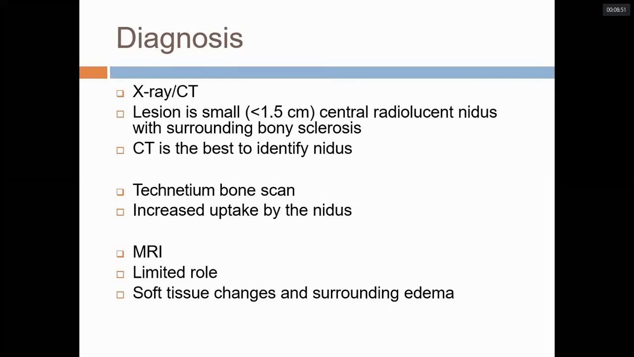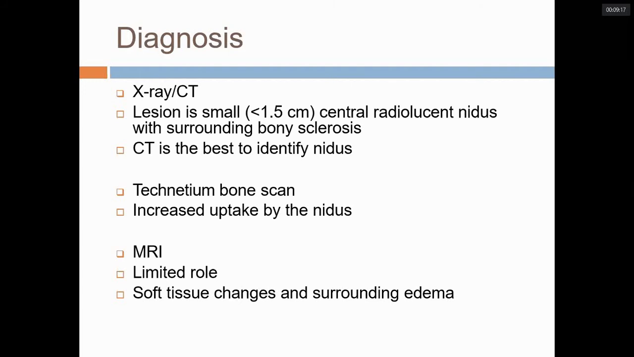The diagnostic modalities are X-ray, CT, MRI, and technetium scan. The lesion can be identified on X-ray also, and it has a central radiolucent nidus with surrounding bony sclerosis. CT is the best to identify the nidus. CT is the best imaging modality in case of any bony pathology.